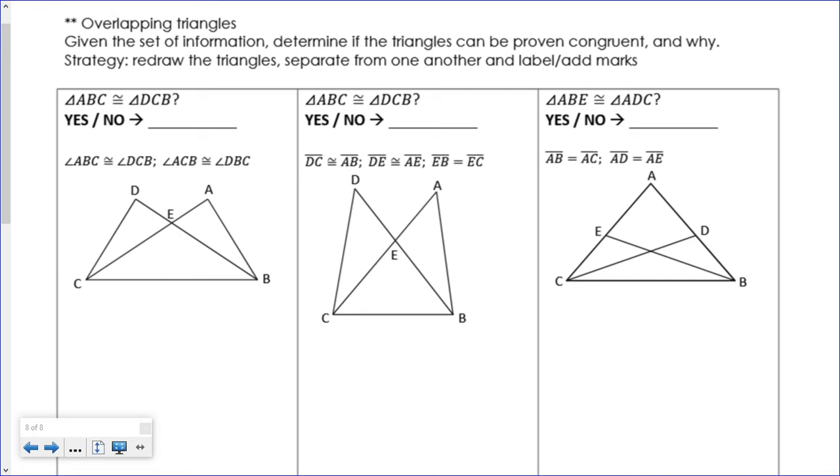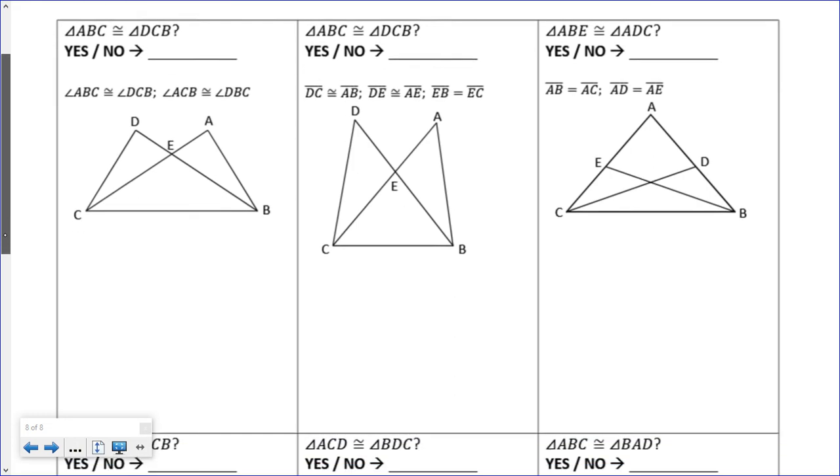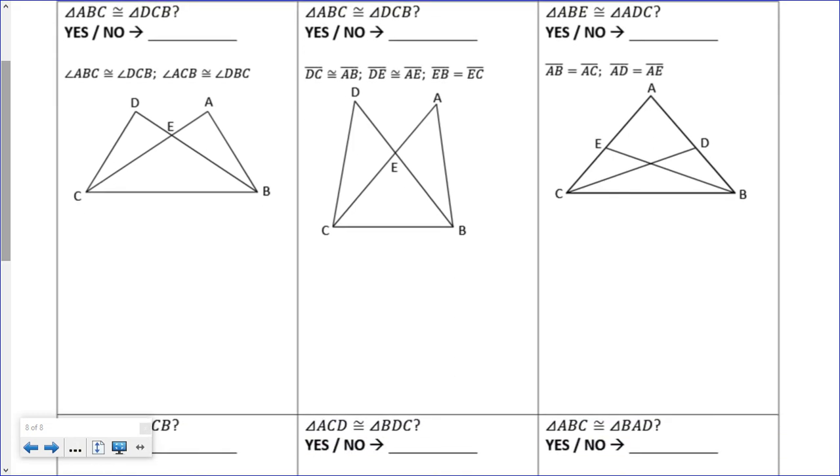Okay? You're going to redraw them separate from each other and then label or add any markings that they provided and then just look at them that way. So we're turning this complicated question into the ones that we saw on the previous page where they're separate from each other. Okay? So we're just going to follow the directive that they've given here. So I'm going to be looking at triangle ABC, which is right here. I'm going to try to draw it as best as I can to match the diagram, if my board will let me.